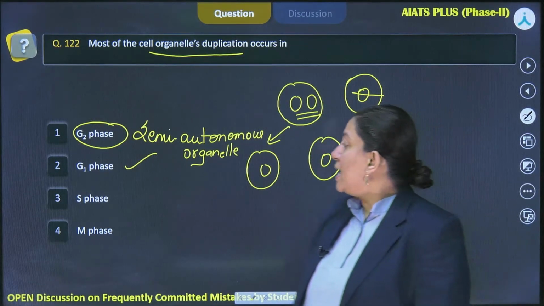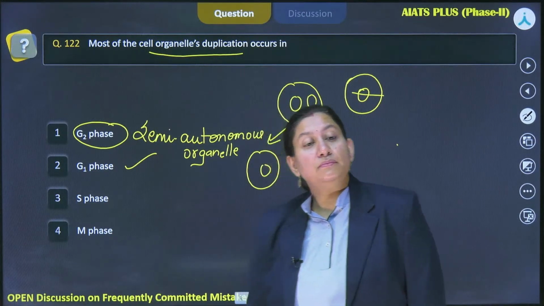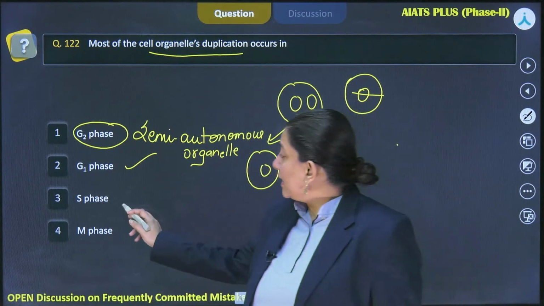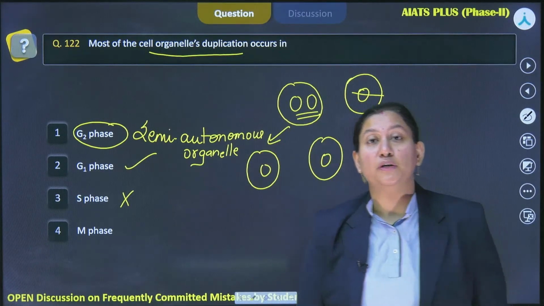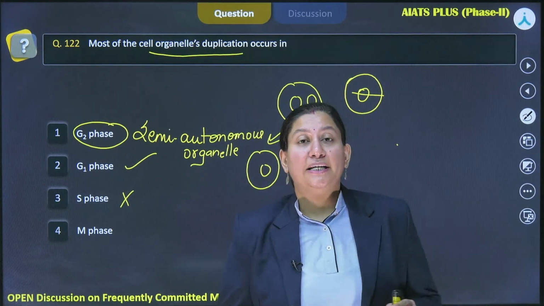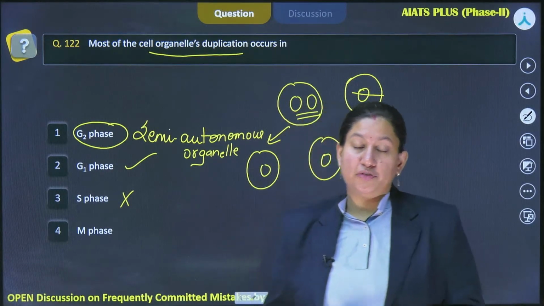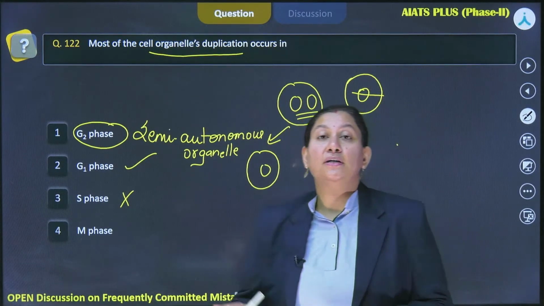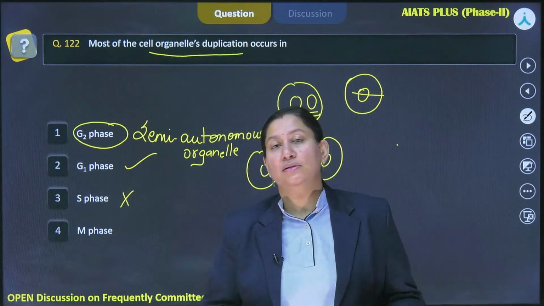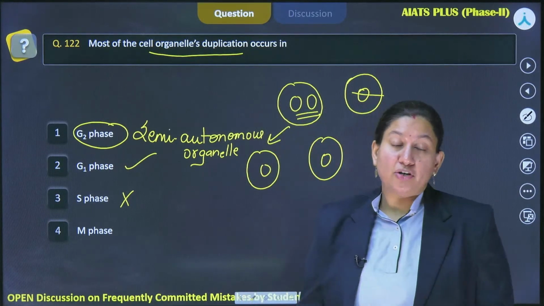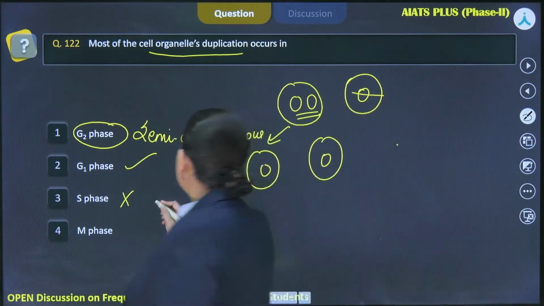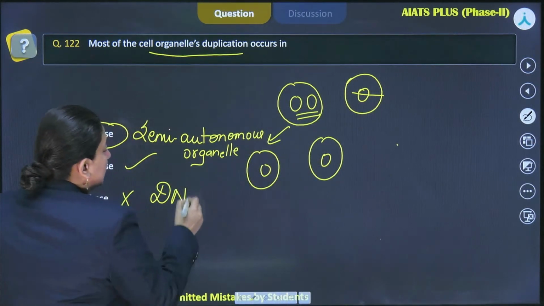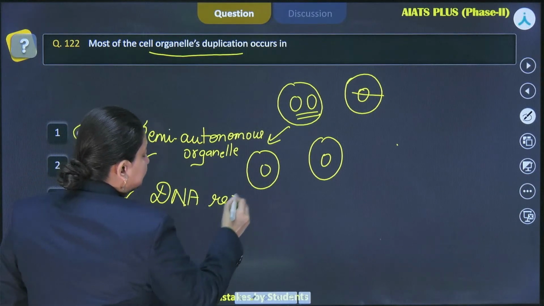Now coming to S phase, this is also a line explicitly mentioned in NCERT that in S phase what we observe is DNA replication, a characteristic event of this phase, and this particular event does not occur anywhere else in the cell cycle, whether it's mitosis or meiosis, not even in interkinesis, right? So S phase is characterized by DNA replication.